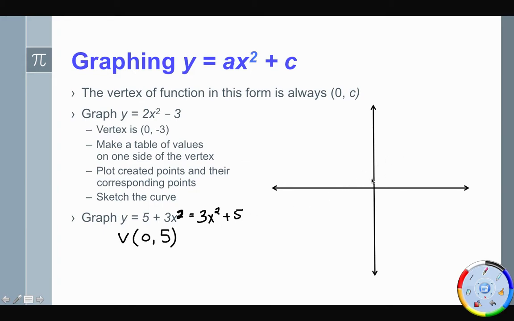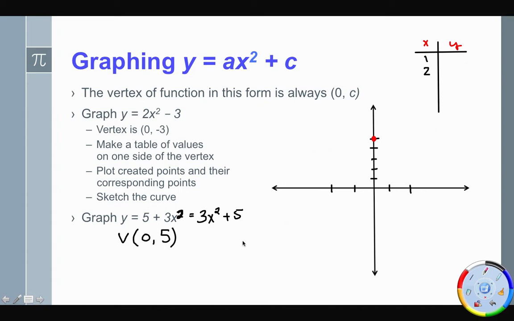So I'm going to go up to 5 up here. 2, 3, 4, 5. And I'm going to plot my vertex. After finding my vertex, I need to set up a table of values. And again, I'm just going to use the value for 1 and possibly 2. I know in this particular case that the 2 value is going to be so big that I'm probably not going to use it on my graph. So let's use x equals 1 and x equals 2 just to see what we get here.